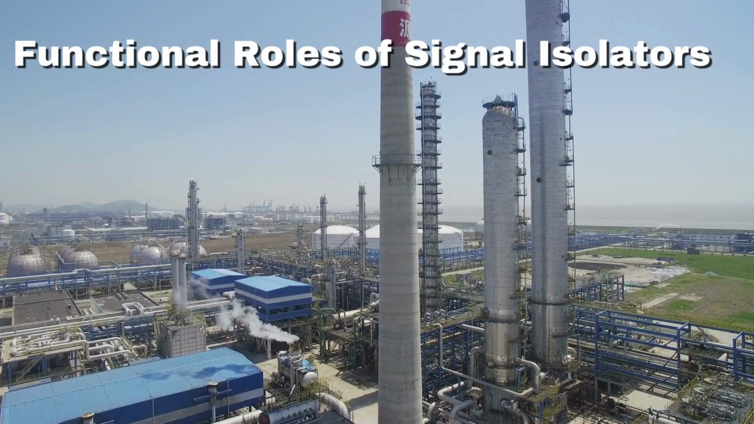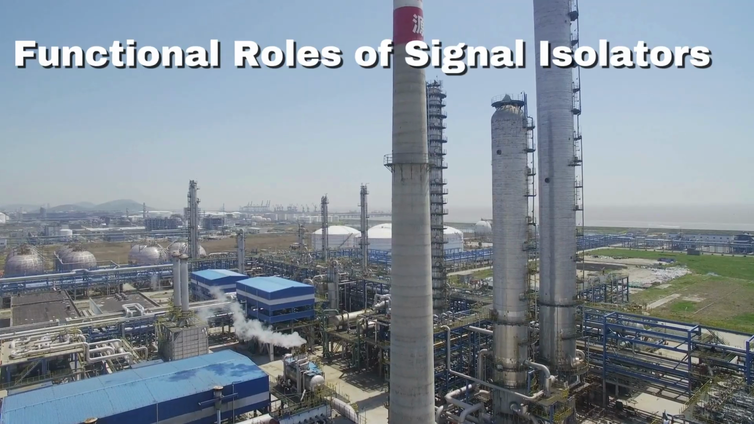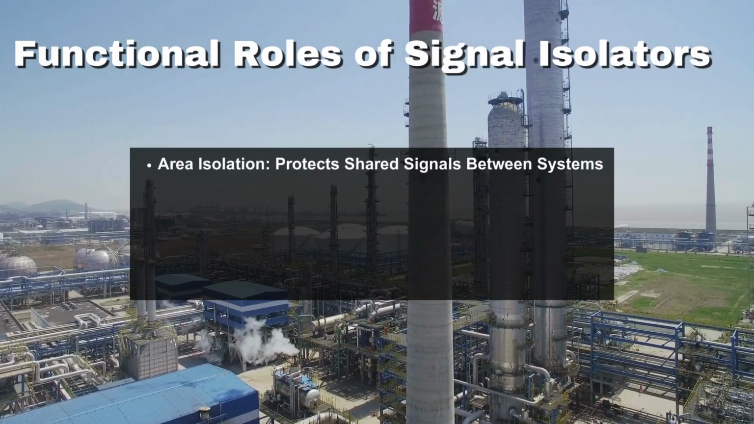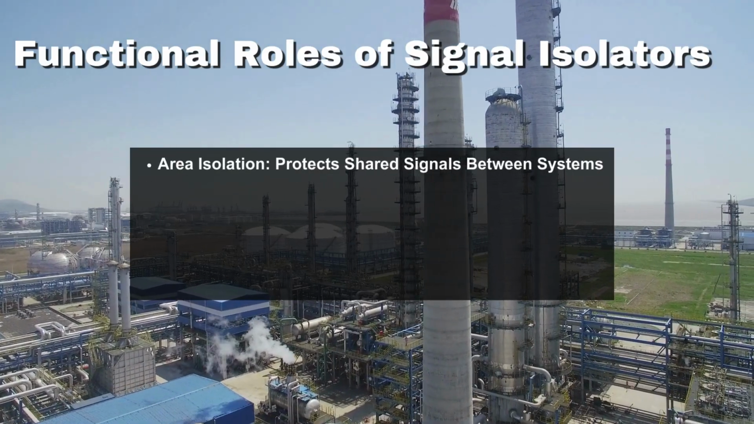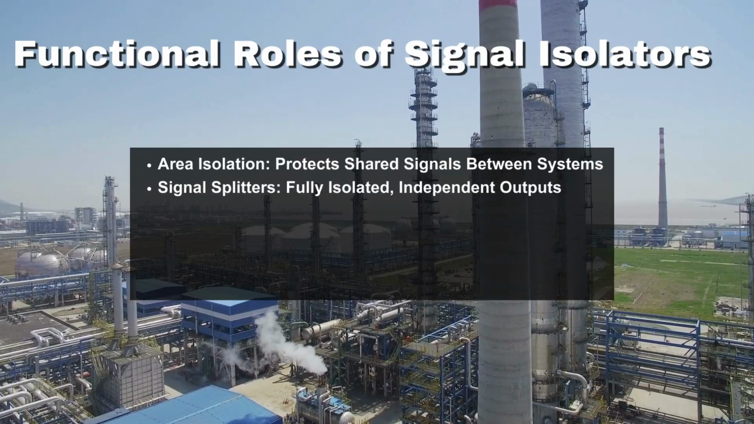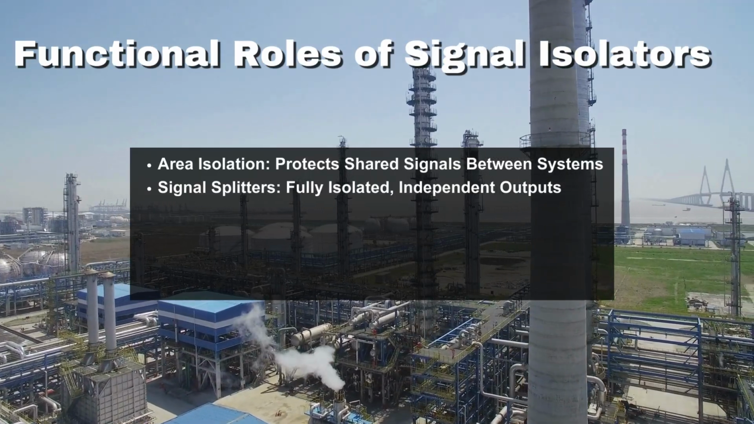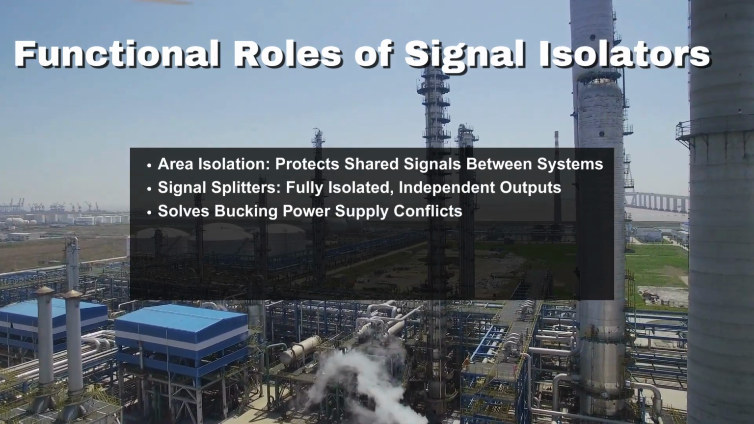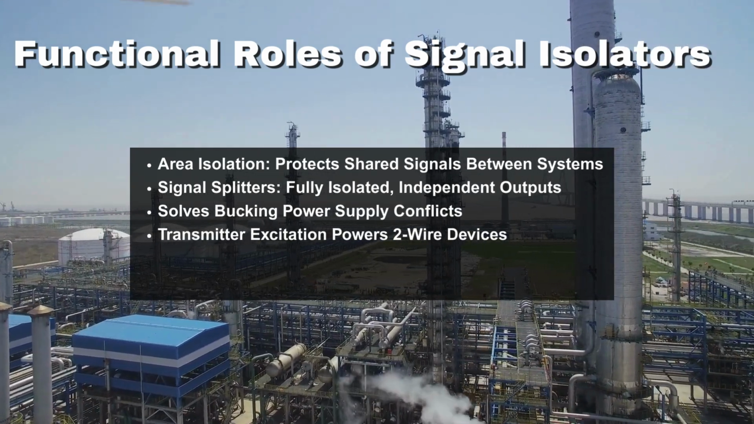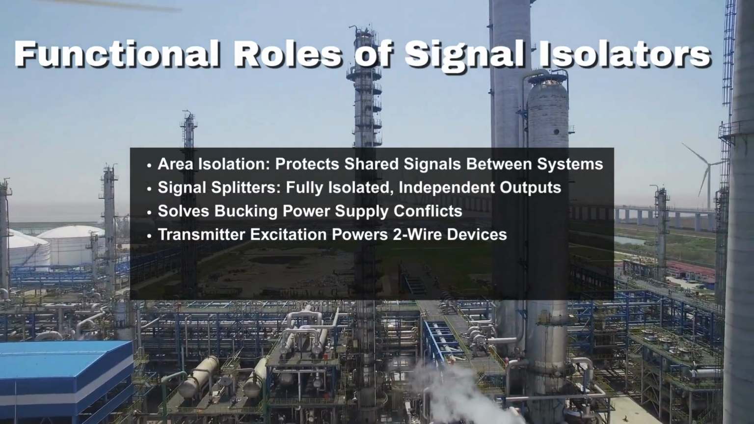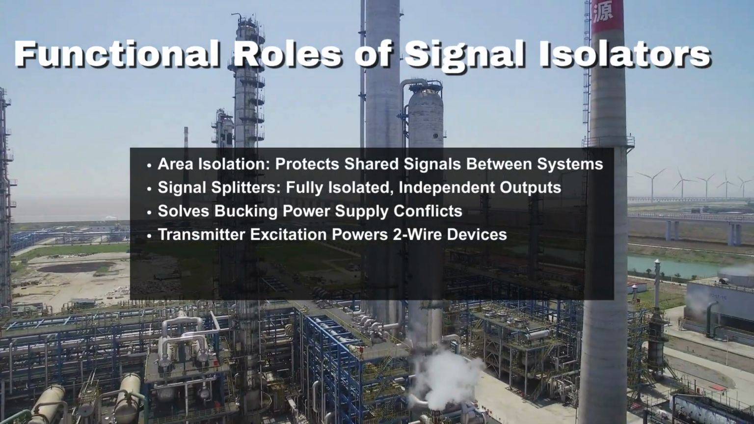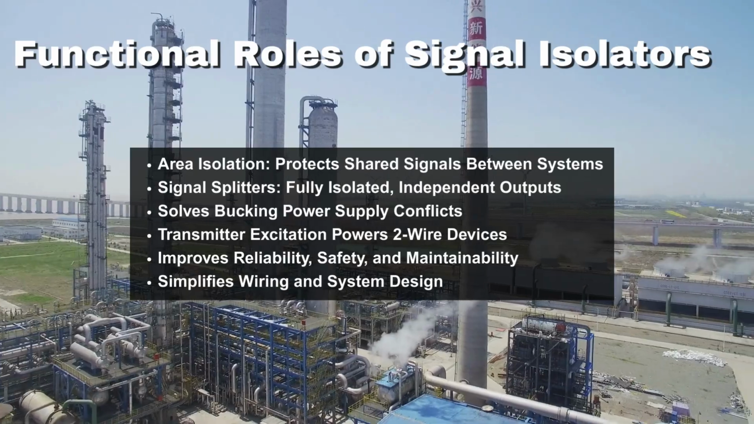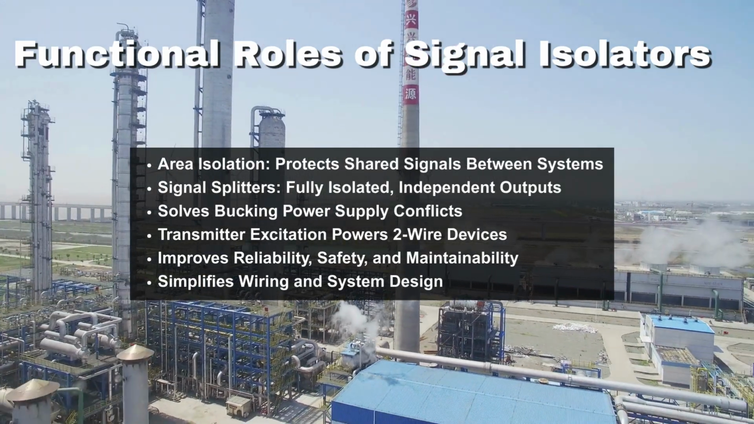In this video, we explored some of the key functional roles of signal isolators in real-world systems. We saw how area isolation protects shared signals between control systems, how splitters provide fully independent outputs for maintenance and critical applications, how output loop-powered isolators solve bucking power supply conflicts, and how transmitter excitation allows isolators to power two-wire transmitters directly. Together, these functions improve system reliability, simplify installations, and keep process signals accurate and available.